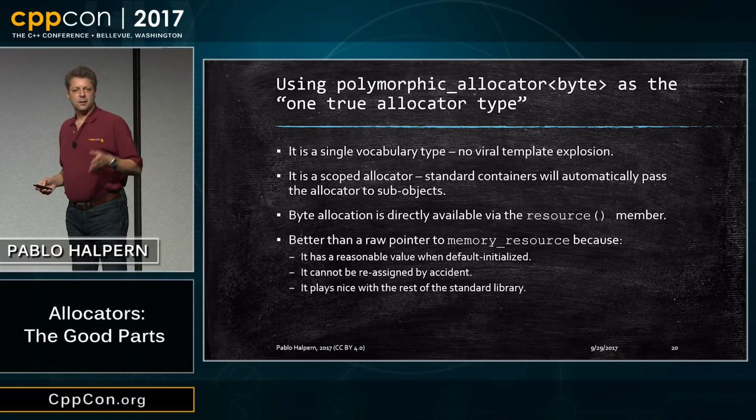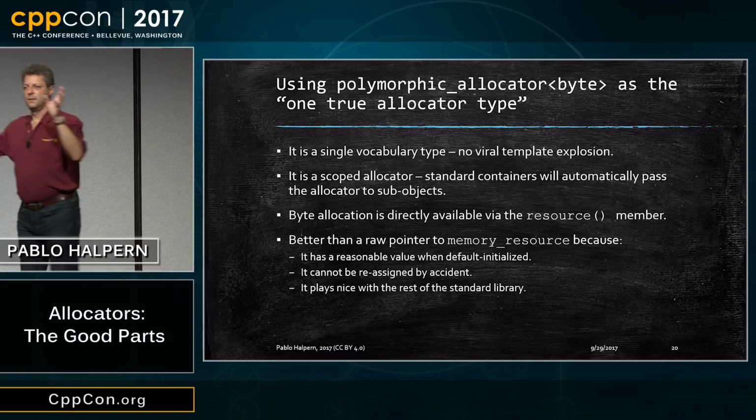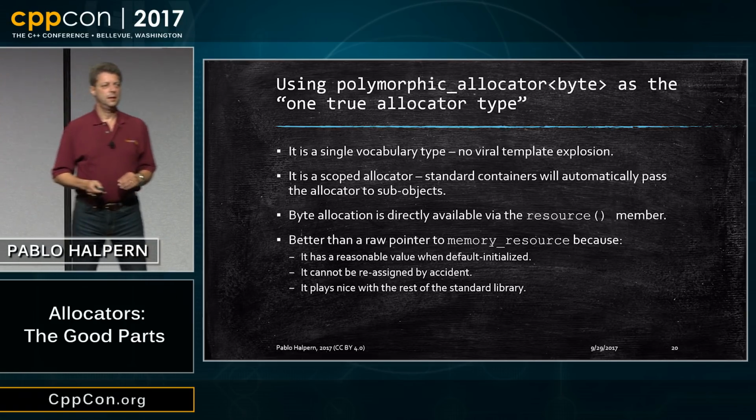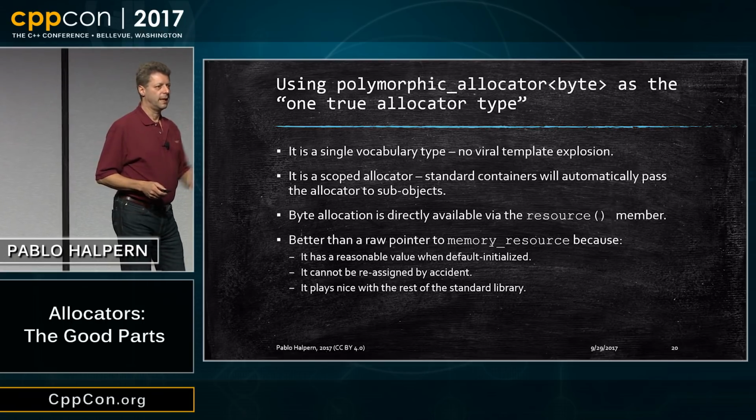It's a scoped allocator. So that diagram I showed you of the vector containing strings where everything is coming out of one allocator, this makes it really easy to use. You just pass this thing through.